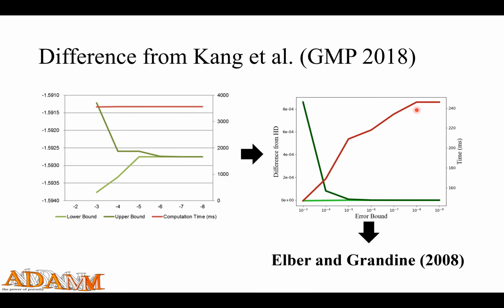After we obtain high-precision HD, as shown in this graph, we can use Elber and Grandine's solution for machine precision HD.